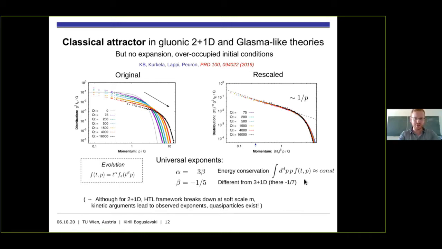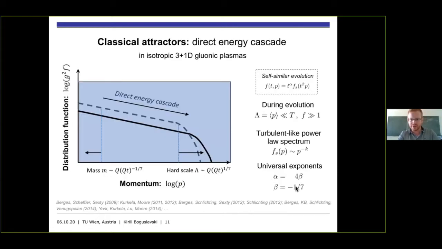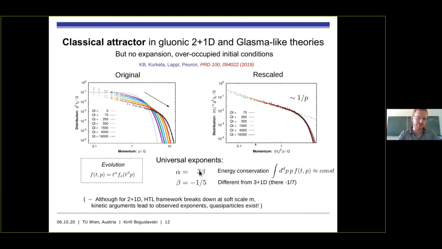Again, you find energy conservation, which is written here, and energy conservation leads to a relation between the exponents alpha and beta. Alpha is the exponent of the occupation number, beta is the exponent of how the typical momentum moves. As you see here, this relation is slightly different, because we are in 3+1D, so you get a 4 here, and in 2+1D, it's a 3. Then also the scaling exponent beta, which is how the typical momentum moves, is slightly different. The reason, as it turns out, is that soft momentum excitations or soft momentum interactions are more important here, and they change the exponent.